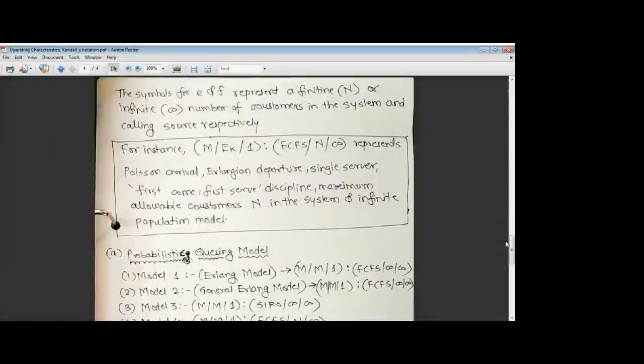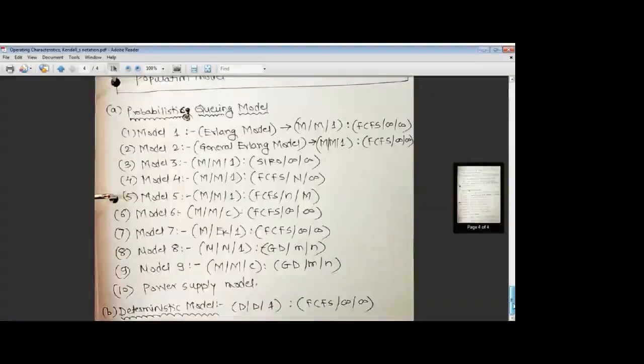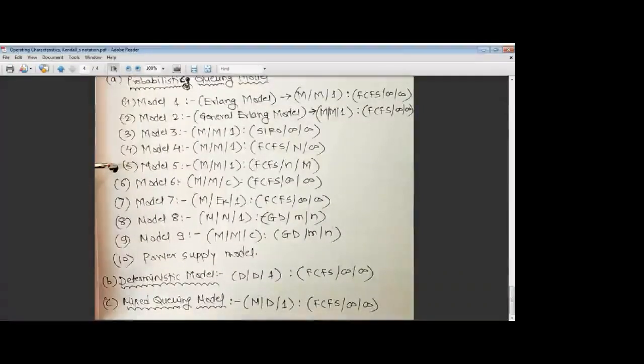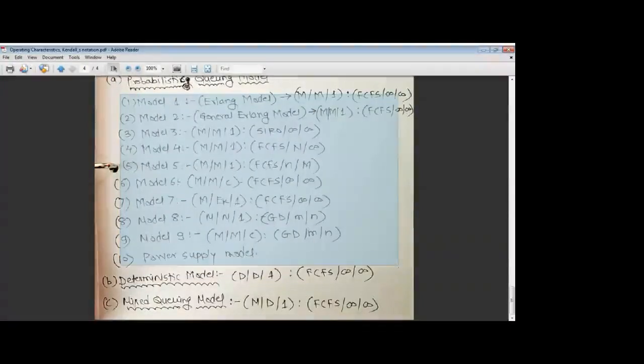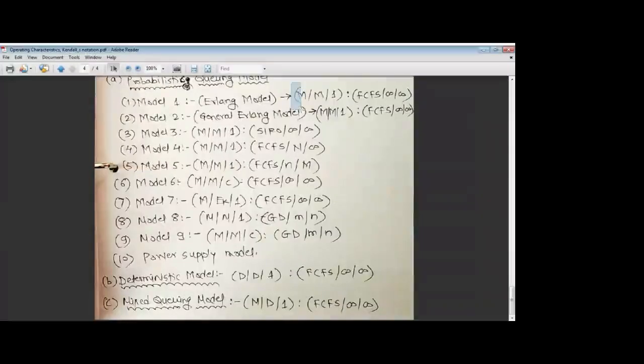According to that, we have various types of models. There can be a probabilistic model, a deterministic model, and a mixed queuing model. In the probabilistic models, model 1 is called the Erlang model, and you can see the representation it has: M/M/1, FCFS, infinity. This is how model 1 is represented, this is how model 2 is represented, and this is how model 3 is represented. Model 4 through model 10 cannot be represented by Kendall notation; it is called the power supply model. You will also have the deterministic model, represented by this strategy, and the mixed queuing model.